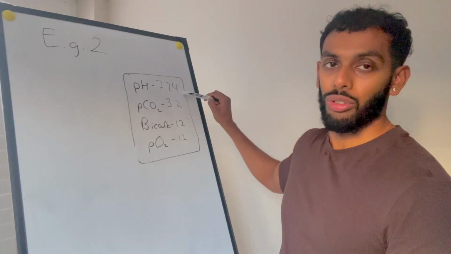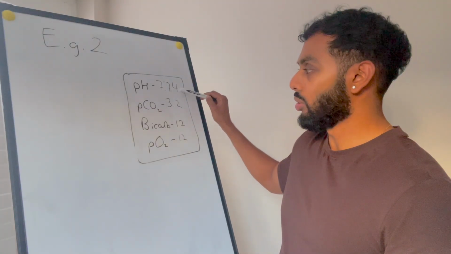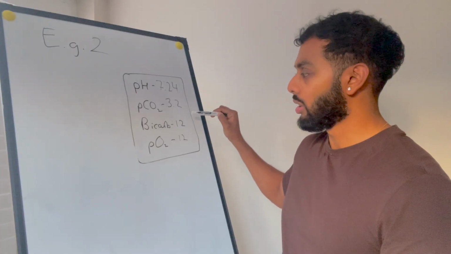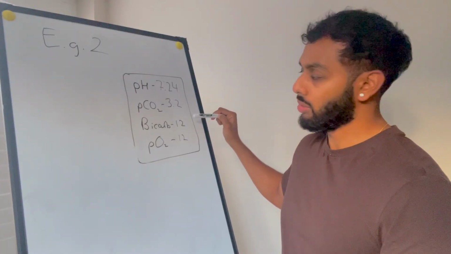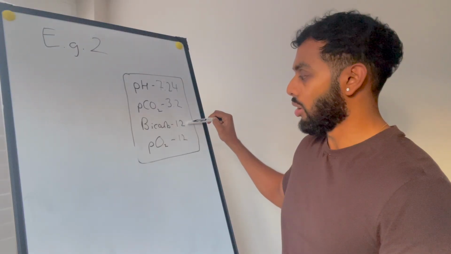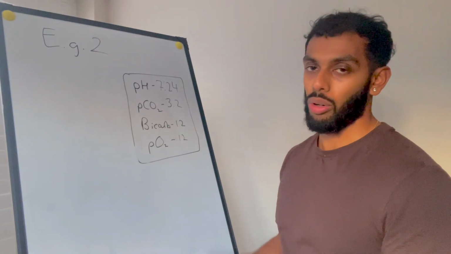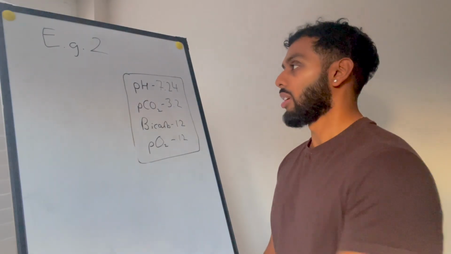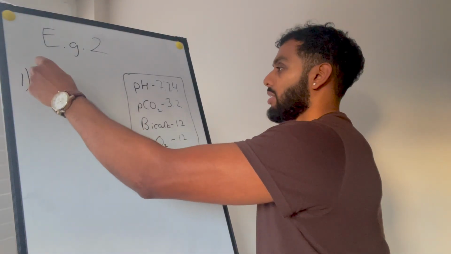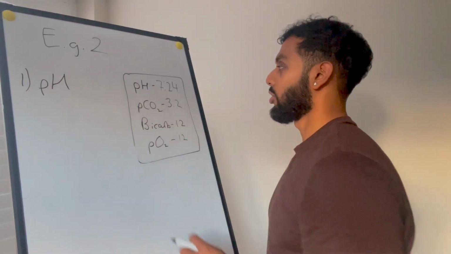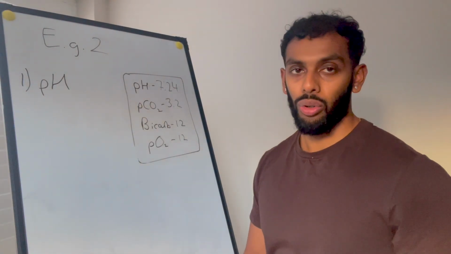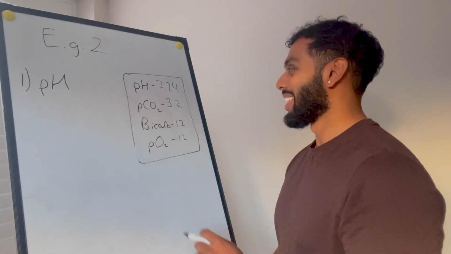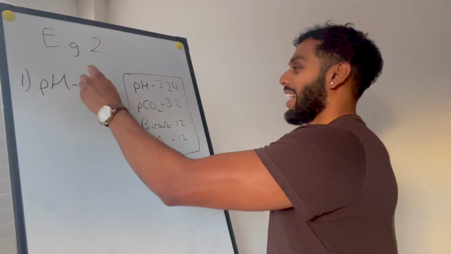pH is 7.24, so that is low. PCO2 is 3.2, so that is also low. Bicarb is 12, once again low, and PO2 is 12, so that is normal. Let's use the 5-step framework. So the first thing we're going to look at is pH. pH is 7.24, so that is low.